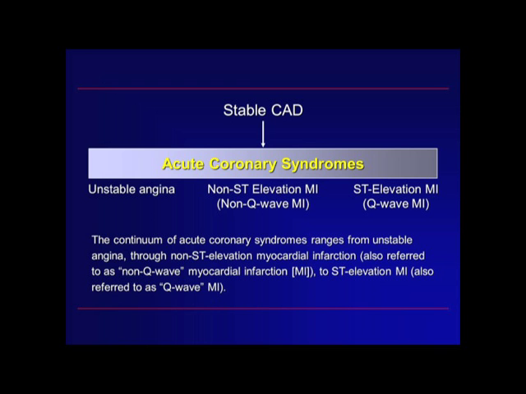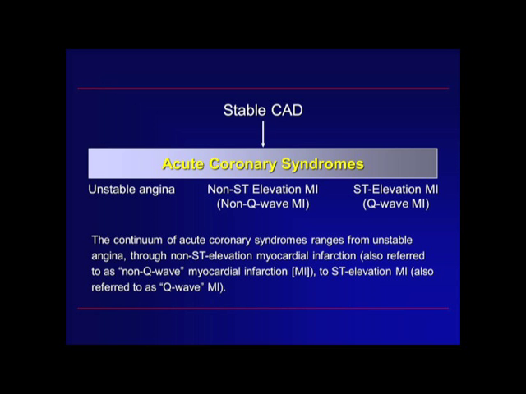This is the spectrum of acute coronary syndromes. And, you know, it's very interesting. You can have unstable angina. What does that mean? Well, patient comes in, you know, I used to get angina just when I walked the golf course, and yesterday I had 3 episodes just sitting watching TV. That's unstable angina. It's gone from a stable pattern to something that is far more worrisome.